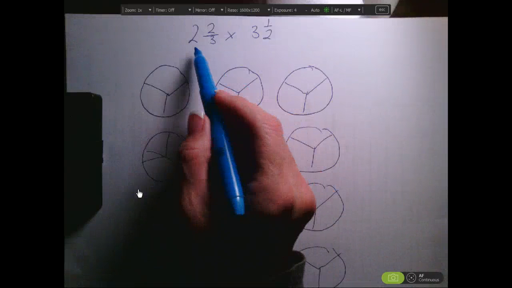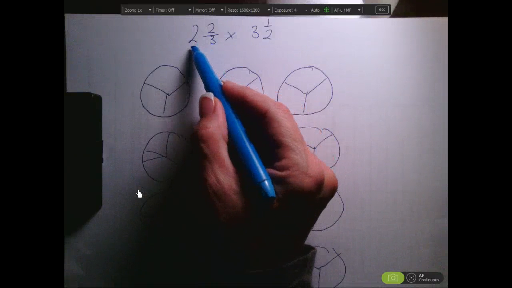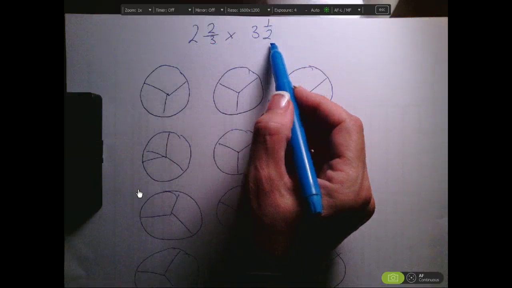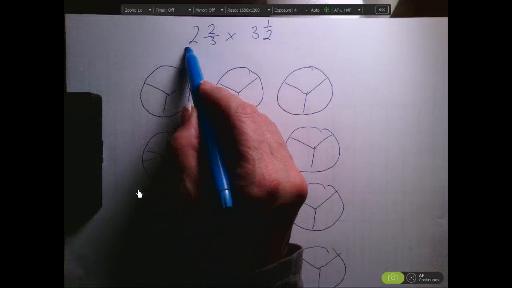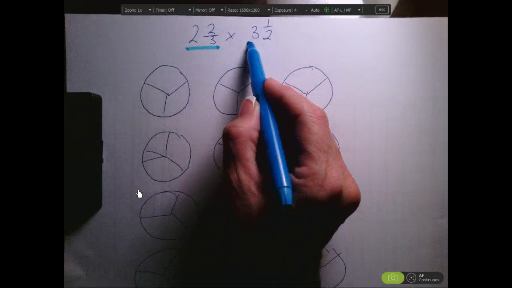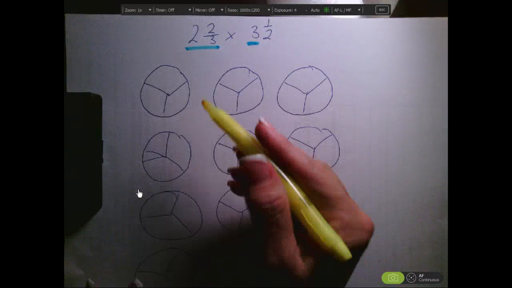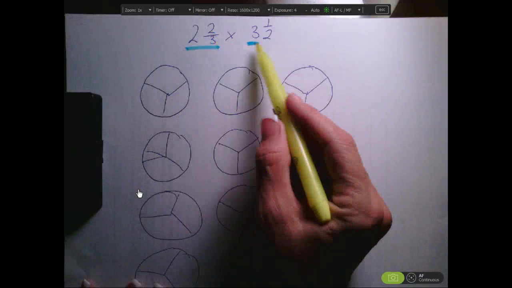Okay, so we are going to use models to show 2 and 2/3 times 3 and 1/2. The first thing we're going to do is have 2 and 2/3 three times. So I'm going to get my marker and I'm going to do 2 and 2/3 three times.